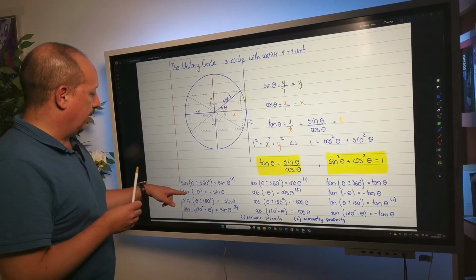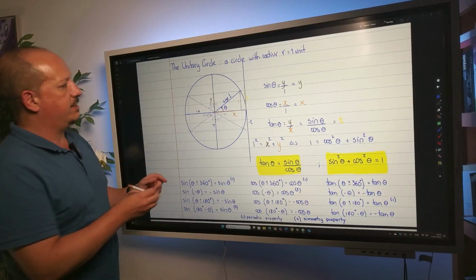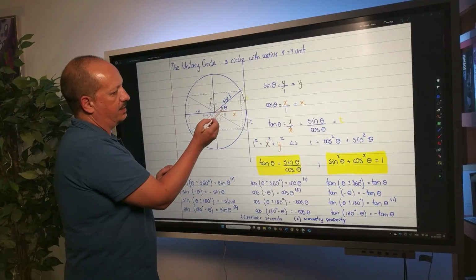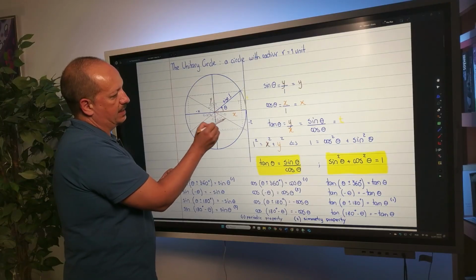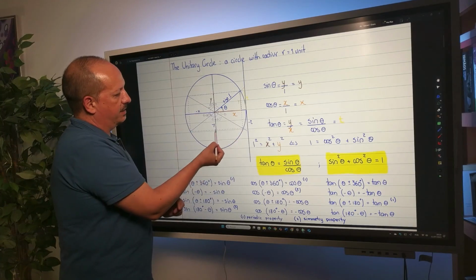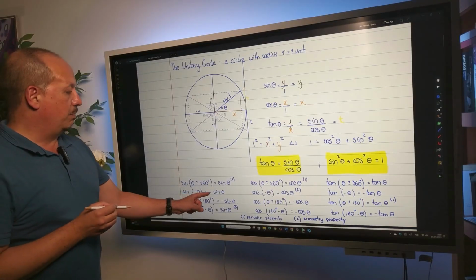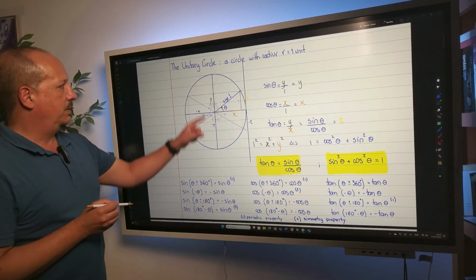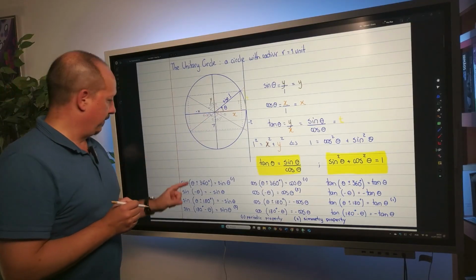Let's look at this one now. You have the sine of minus theta. What would minus theta be in this example? If this is theta, minus theta is this over here, right? What is the sine of this angle? Again, the sine is measured on the y-axis. It is this over here, minus y. So sine of minus theta equals minus the sine of theta. Y times minus 1 is minus y, right?